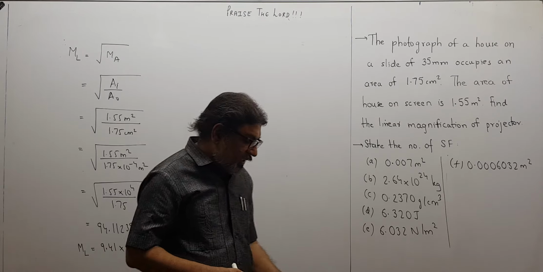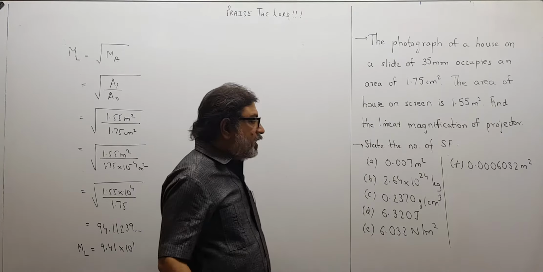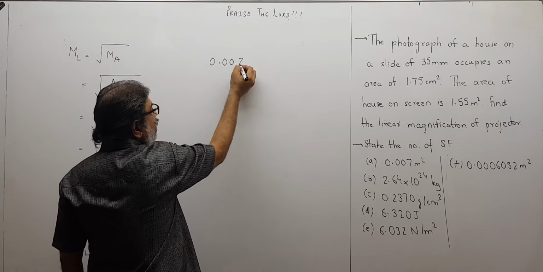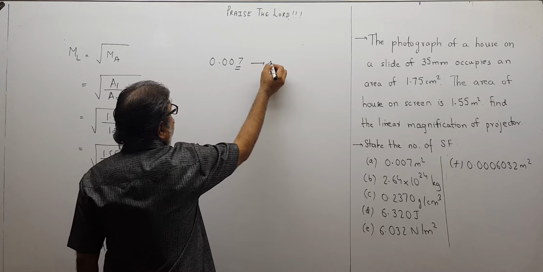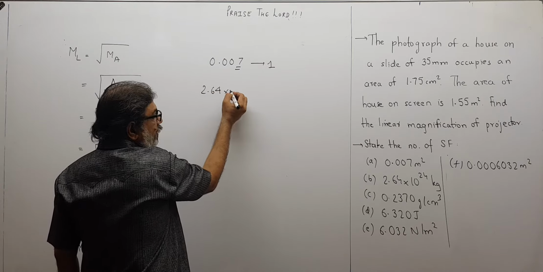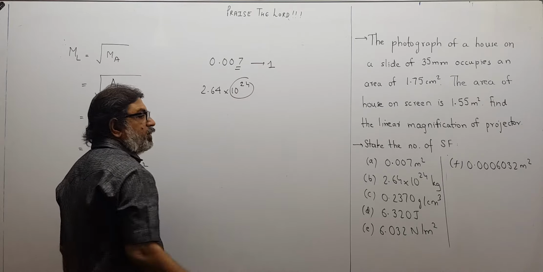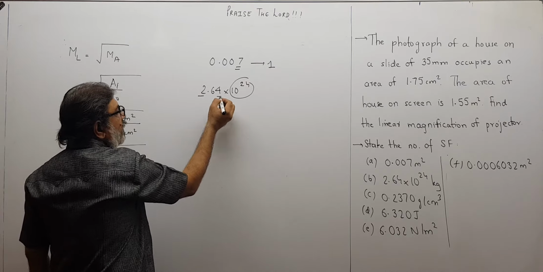Fine. Now the next one, children, to count the number of significant figures, you know already the rules. We have done so many examples. 0.007, this has got decimal. So counting from first non-zero to last, that is 1. Then 2.64 into 10 raised to 24. You know we don't give emphasis to the exponential part, only this thing. This has got a decimal, from first non-zero to last, so that is 3.